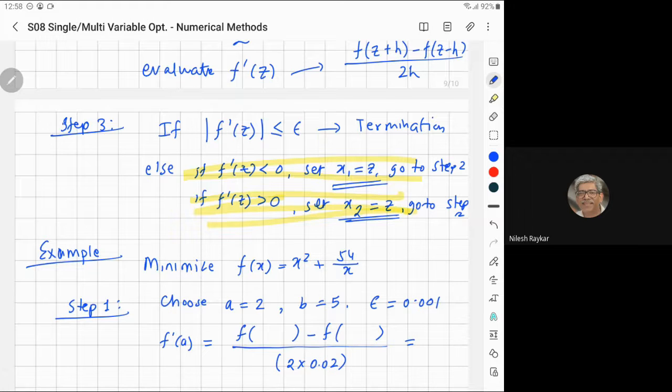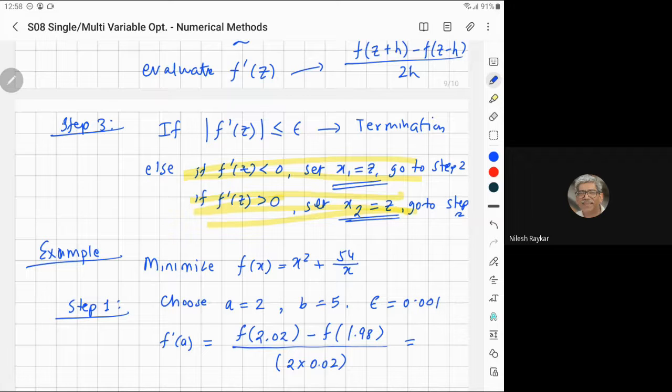Again, I am repeating that this 0.01 has nothing sacrosanct about it. You can choose any small number, but it should be sufficiently small compared to the x value. Then what should be the first term? f of x plus h, 2.02, that's right. And the subtracted value should be 1.98. We have to evaluate it.